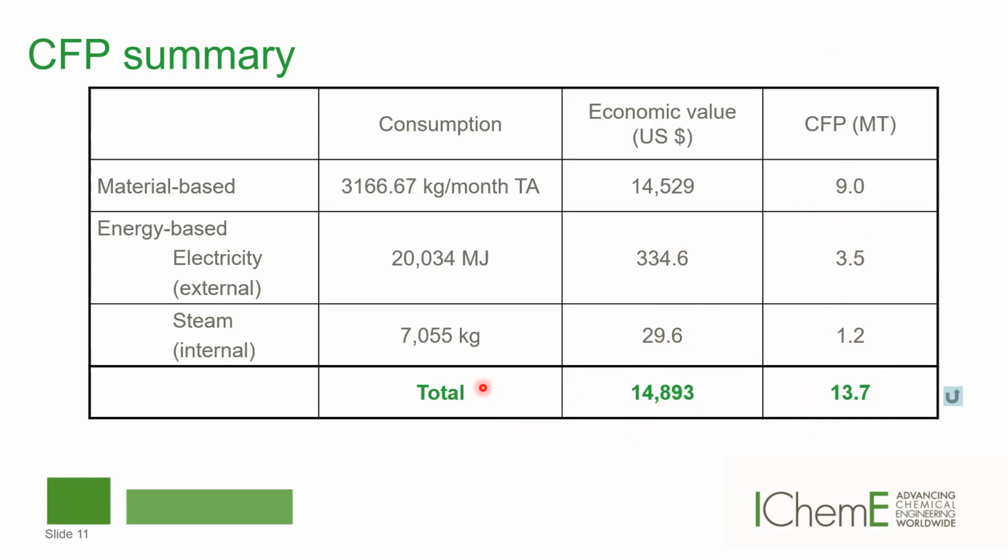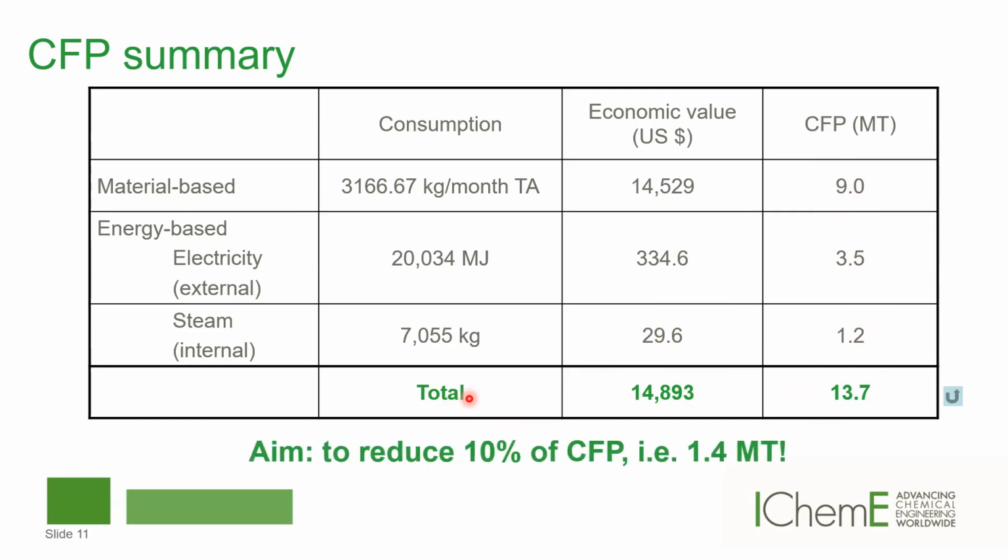So next is we assume what the target is. So this is set by the company, the decision makers. What is the target? Say, for this example, we aim to reduce by 10%. So multiply this value by 10%, we get about 1.4 megatons of reduction. So we want to reduce the carbon footprint of the company by 1.4 megatons of CO2 per month.